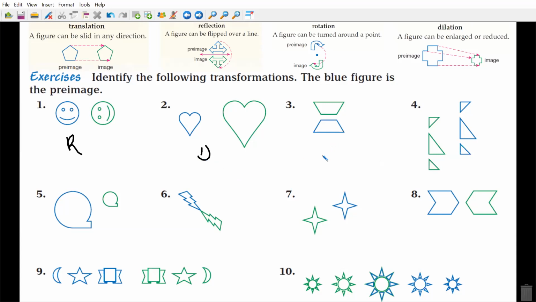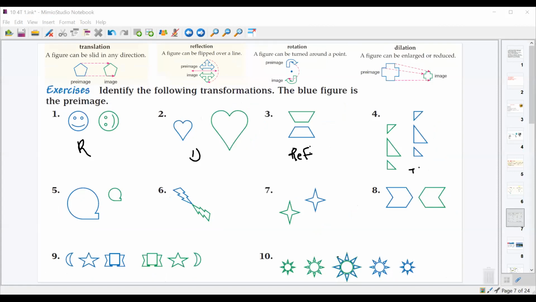And number 3? Reflection. And number 4? Translation. You're having a translation. Yes, because it can slide in any direction. And number 5? Dilatation. Dilatation, guys.